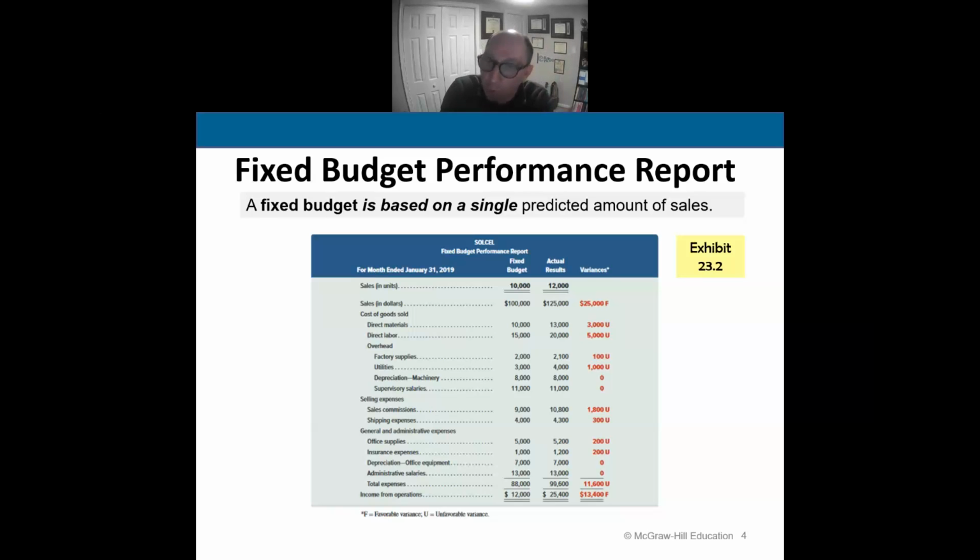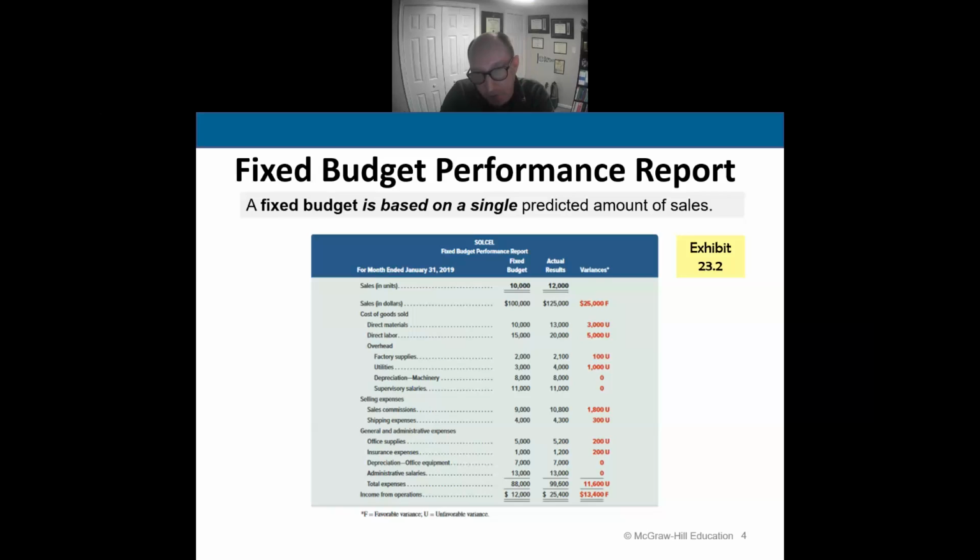$3,000 unfavorable. Why unfavorable? It's a cost. If my actual cost is higher than my budgeted amount, that's not good. Unfavorable. That's why you see unfavorable next to most of the costs: the actual cost was higher than the budgeted amount.